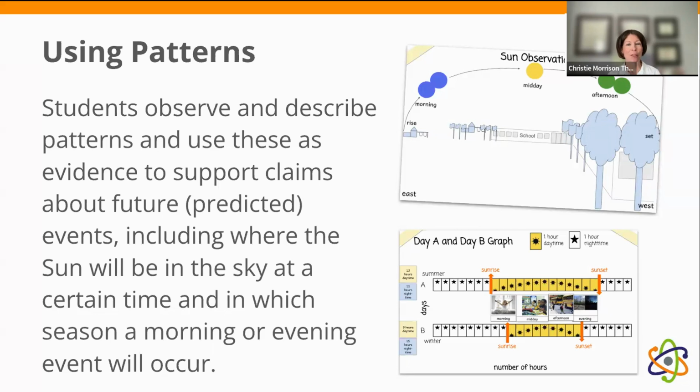Furthermore, in lesson set 3, as represented on the Day A and Day B graph, we are able to use the seasonal patterns we describe using daytime and nighttime data as evidence to support claims about which season a specific morning or evening event will occur.